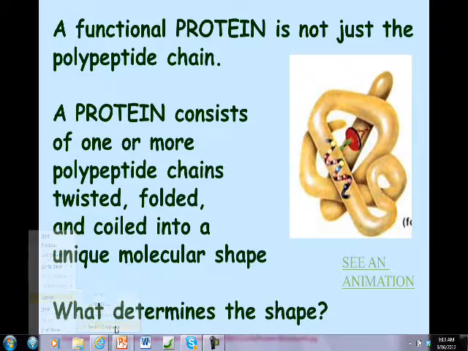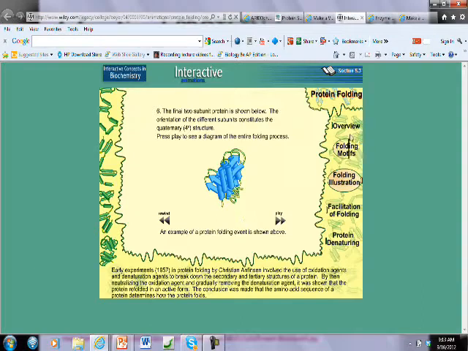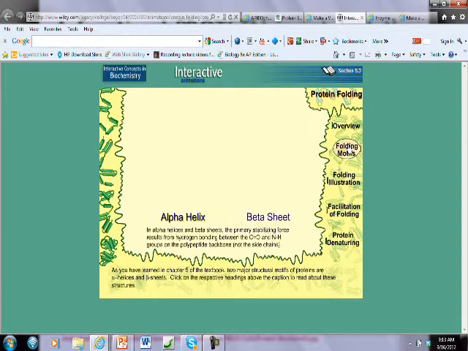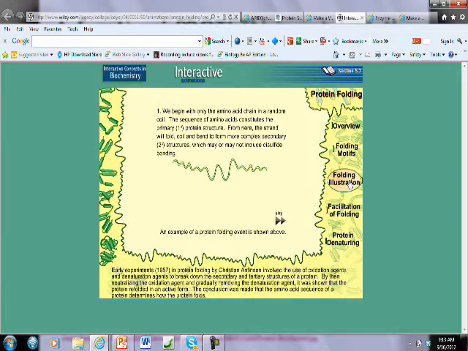So we're going to look at a little animation here. The R groups now are going to cause interactions between the amino acids in that chain. And the first thing that happens is some beginning folding. And the two basic shapes that the chain can fold into is it can coil up into a helix, or it can fold back and forth on itself and make what we call a beta pleated sheet. Okay? And then those parts go on to fold and coil even more tightly.